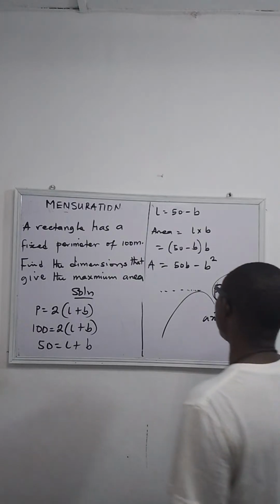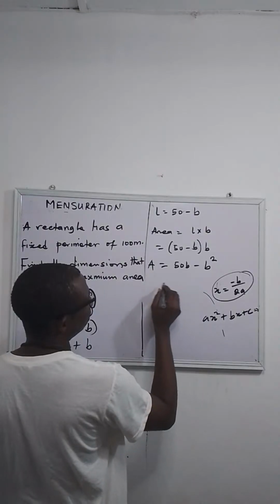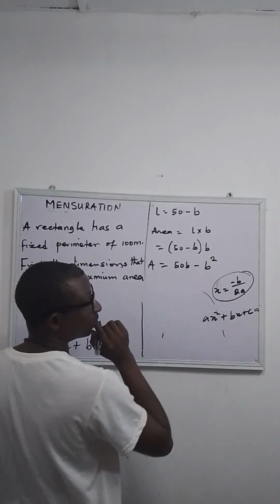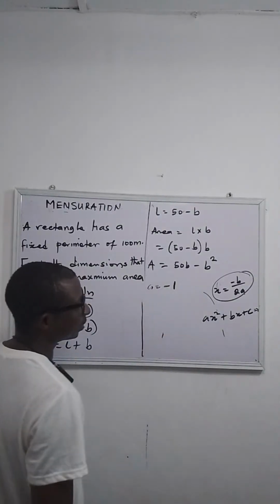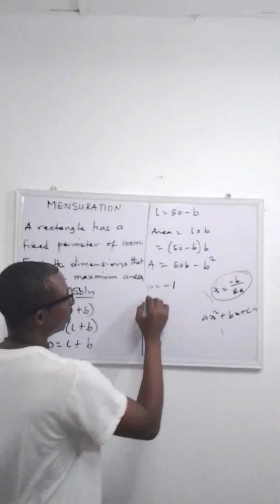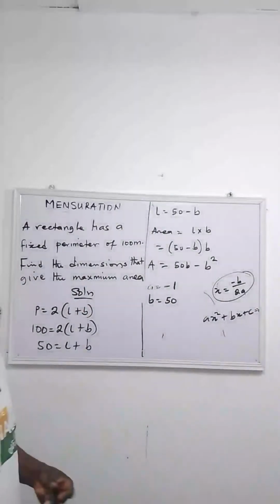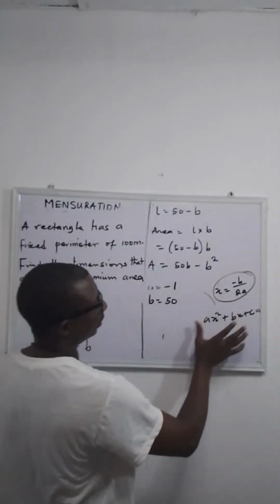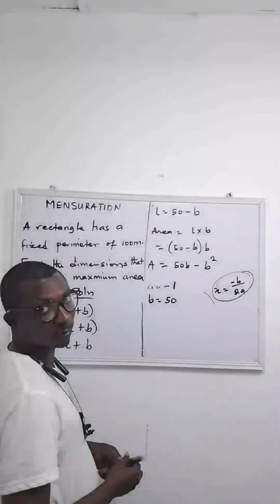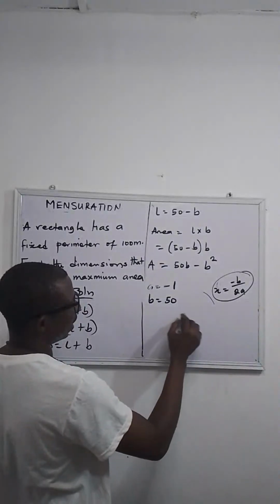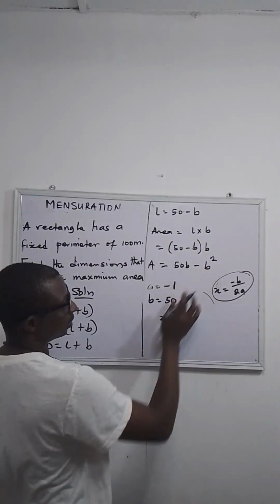All right, so in this case, our a is what? A is the coefficient of b squared. That is a equals negative 1. And our b is what? b is 50. So we just plug that into this so that we get an expression for b. We now have your x, which is the same thing as b.